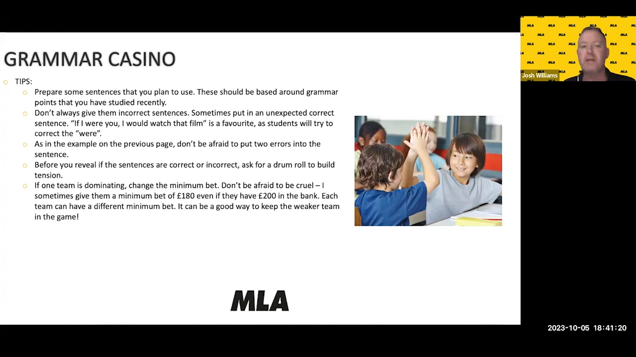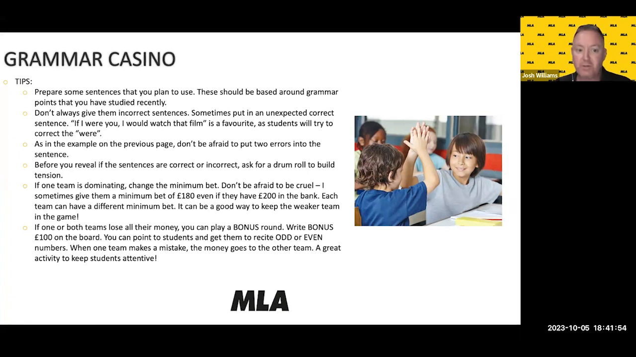If one team's dominating, change the minimum bet. Okay? Don't be afraid to be cruel. Sometimes, if they have 200 in the bank, I can put a minimum bet of 180, particularly towards the end of the game. That way, it gets the other team in. You could also put in a really difficult sentence. No one likes it if one team is dominating too much. Okay, the other team might give up.